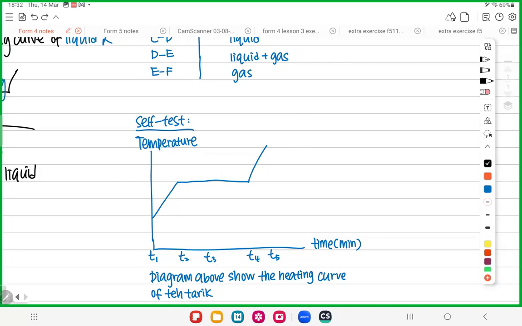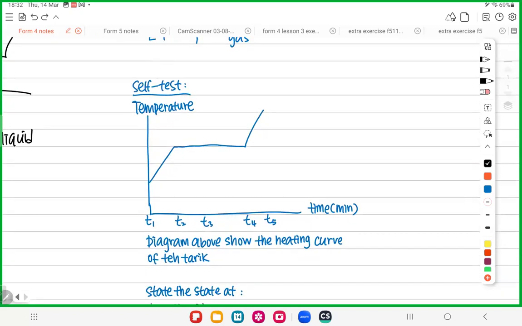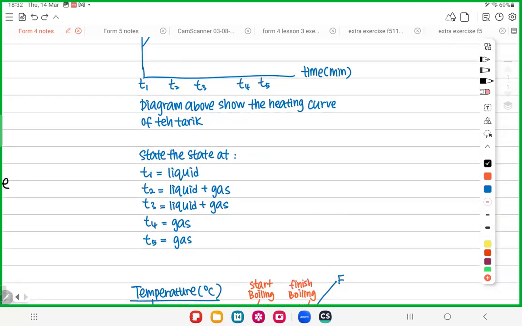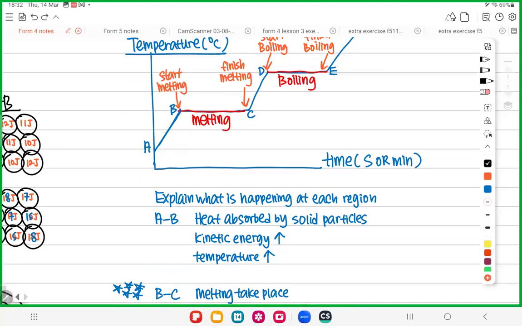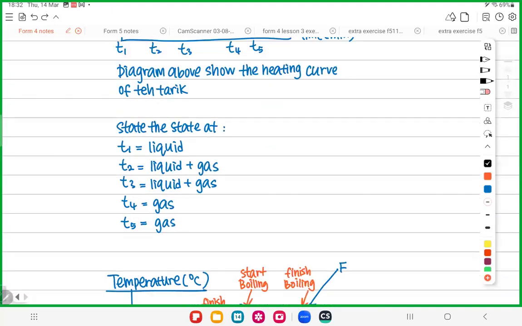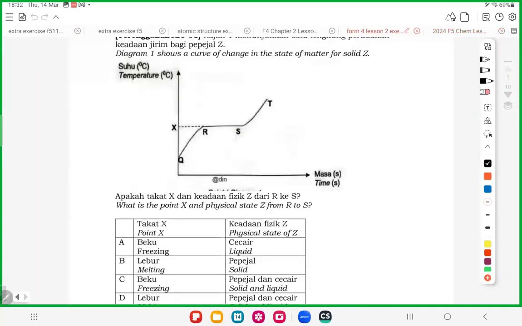Learn theory first, understand the theory, and after that, we do many questions to enhance your answering techniques. Okay, that's it. All right, so now let's do some exercises together. Let's try to do it. Here we go.